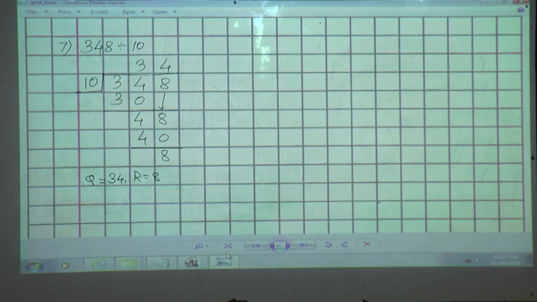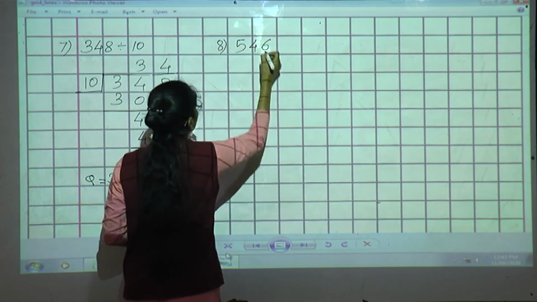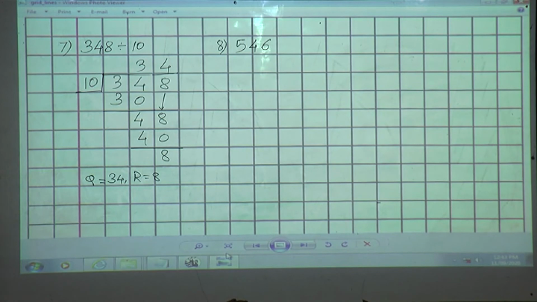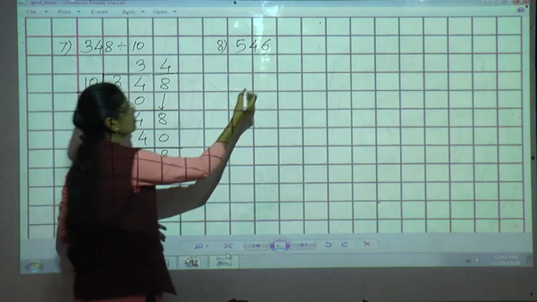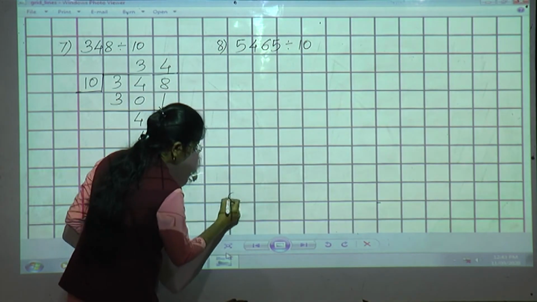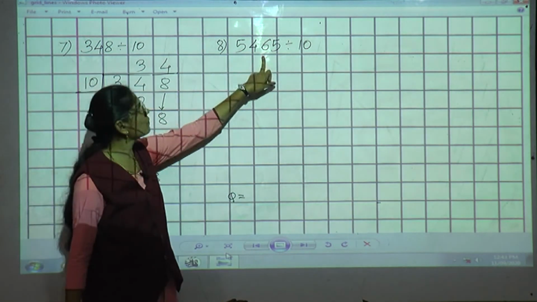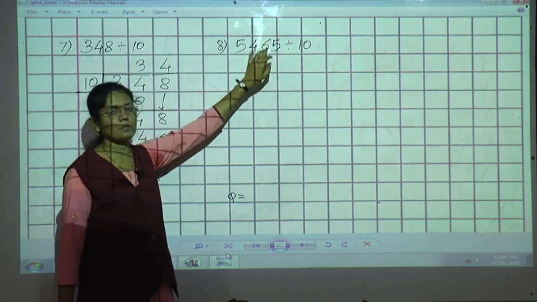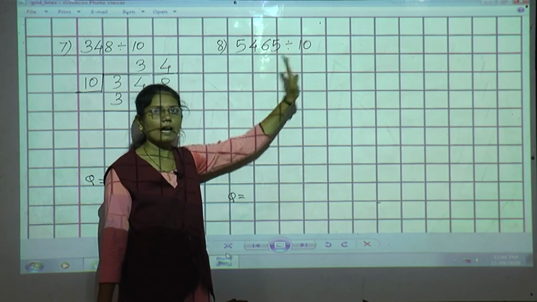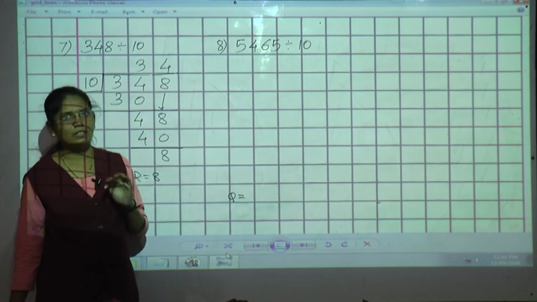Okay. Then see the next one, 5465 by 10. Now before solving, by looking at the number only, you have to tell me the quotient. Yes, see the number 5465. This is our dividend and the divisor is 10. Now if the divisor is 10, then what will be the quotient and what will be the remainder?